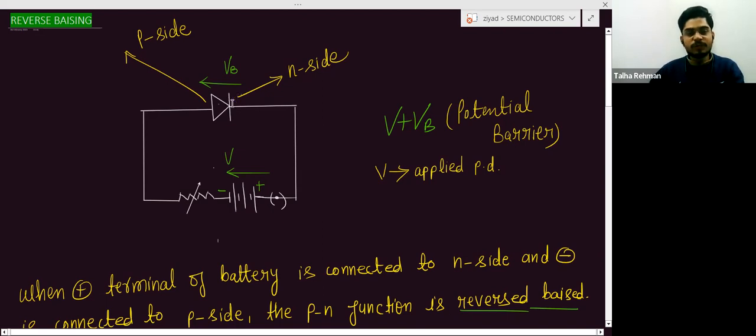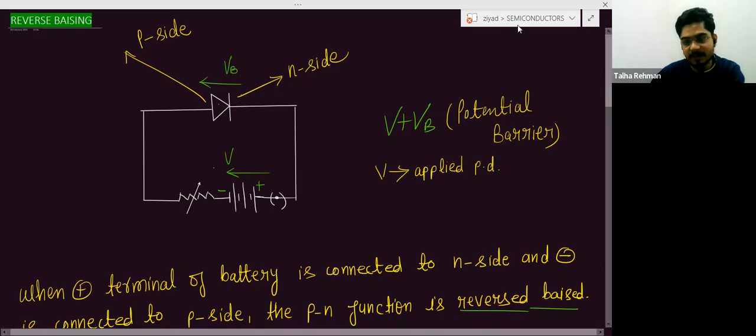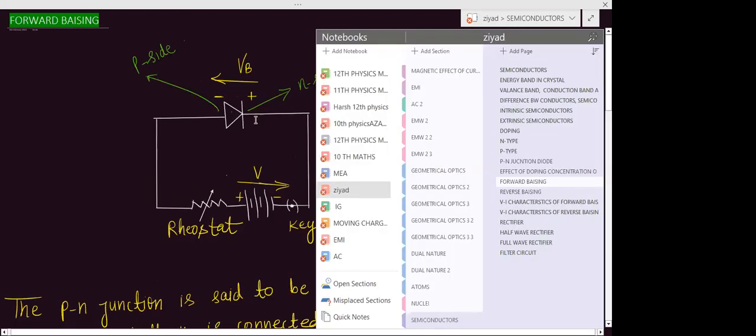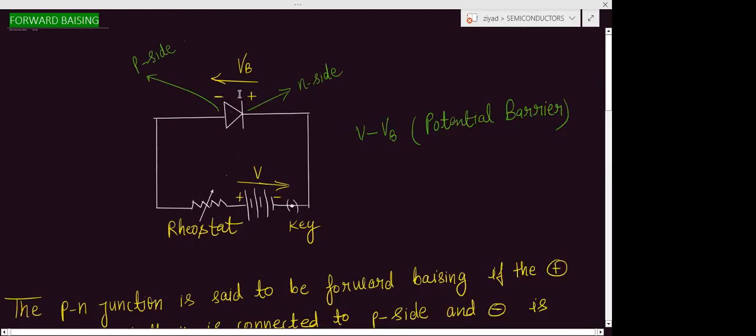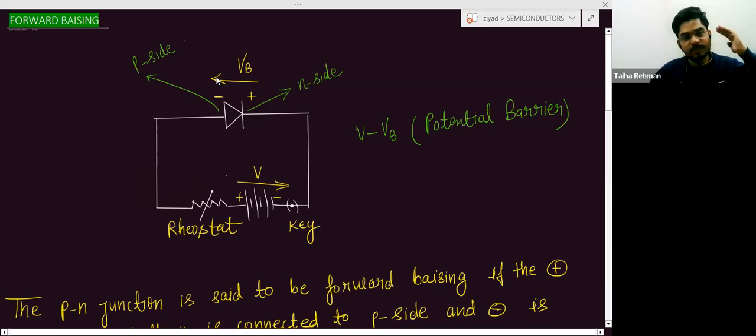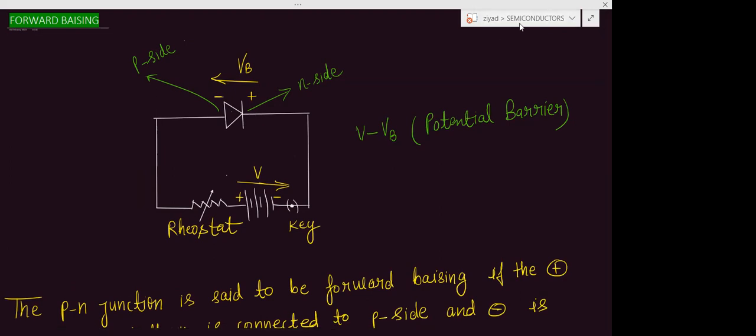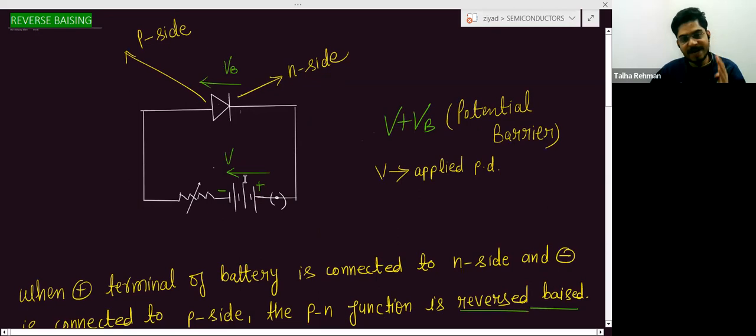And I told you one more thing. The N side is negative, na? Here we take it negative. Oh, sorry, the N side is positive and this is negative. So this is the direction of the potential barrier. The potential barrier direction will remain the same in this direction, positive to negative. Both will add up, V plus Vb. This is the potential barrier. Now the potential barrier, is it increasing or decreasing?